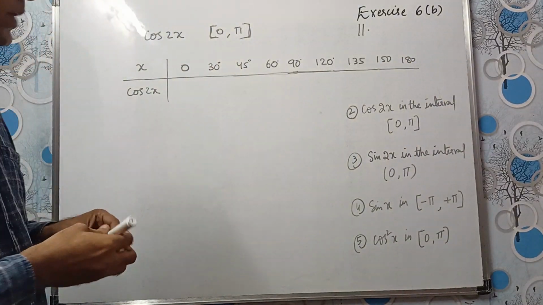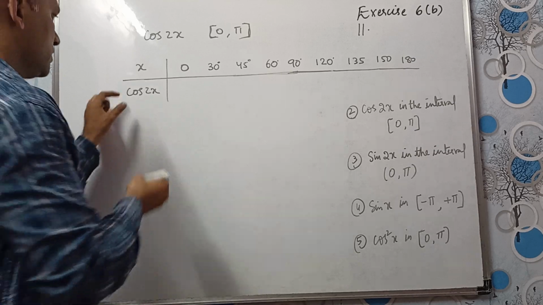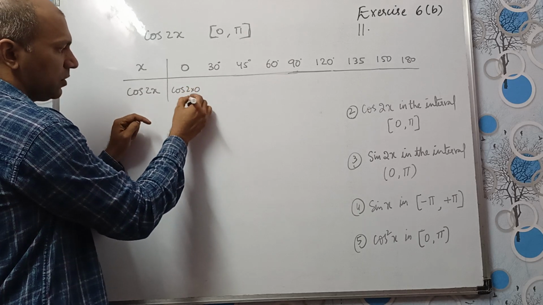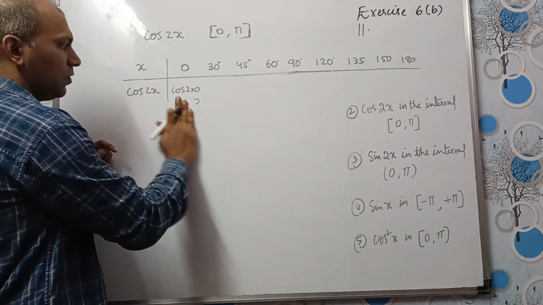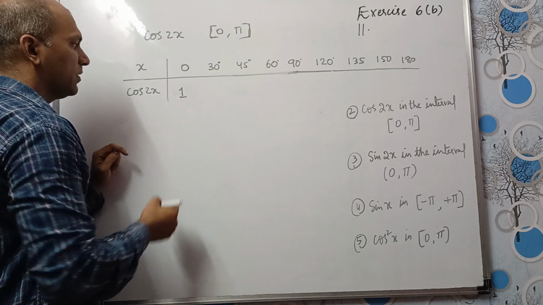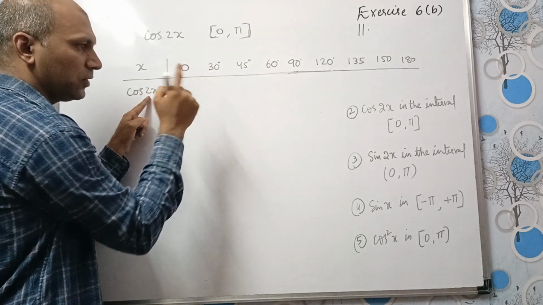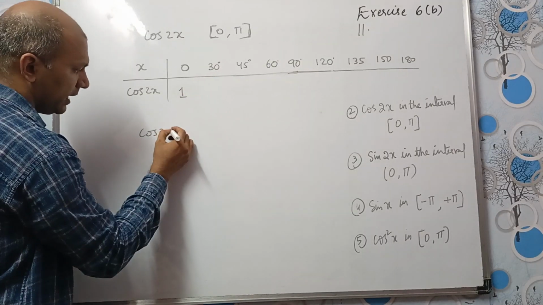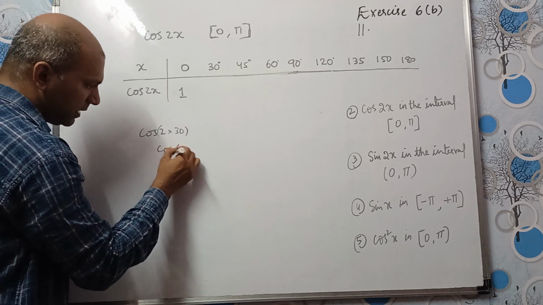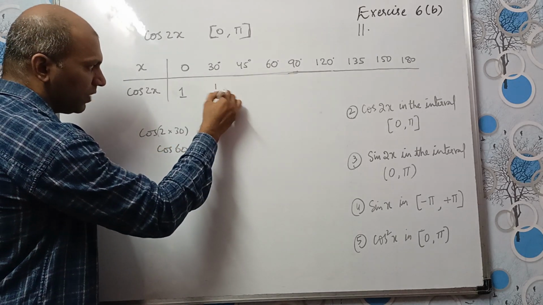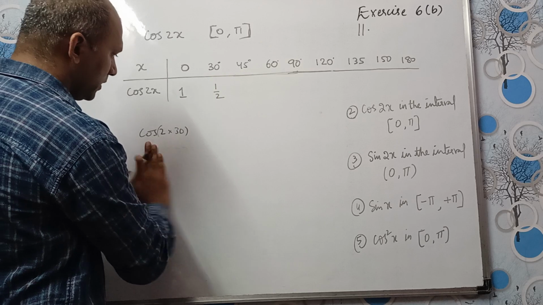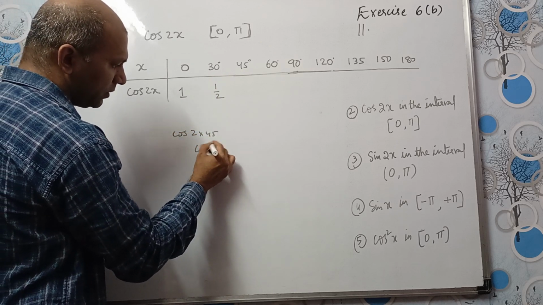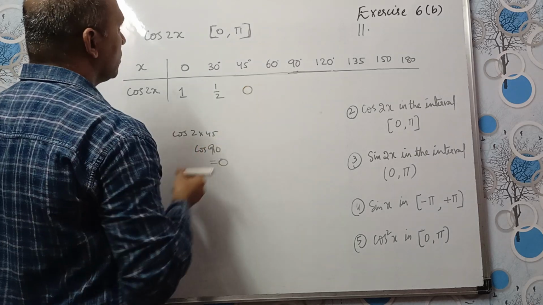So what will be cos 2x now? See, cos 2 into 0, this is cos 0. Cos 0 is equal to 1. Okay, so this is equal to 1. Now cos 2 into 30, cos 60. Right, see, we have cos 2 into x, x is 30. So this will be cos 60. Cos 60 is 1 by 2. Now we have cos 2 into 45, which is cos 90. Cos 90 is equal to 0.